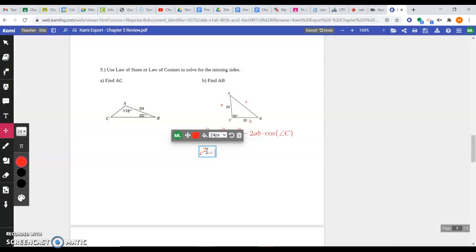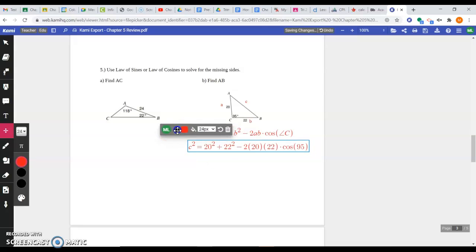A squared becomes 20 squared, so I'm plugging in 20 for my A, plus 22 squared, because I'm plugging in 22 for my B, minus 2 times A, which is 20 in this problem, times B, which is 22 in this problem, times the cosine of angle C, which in this problem is 95. Now, there's really two hard parts when it comes to law of cosines. One, making sure you're plugging things in correctly to the equation. And then two is going from this point throughout using the correct order of operations.